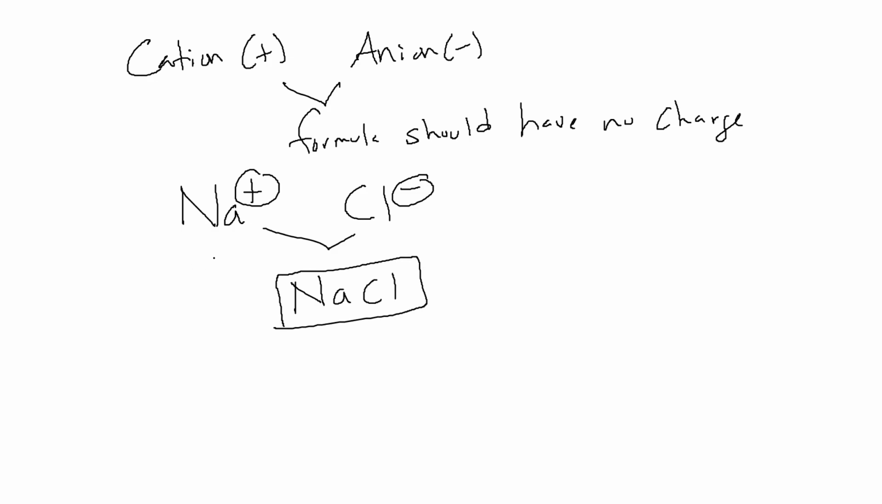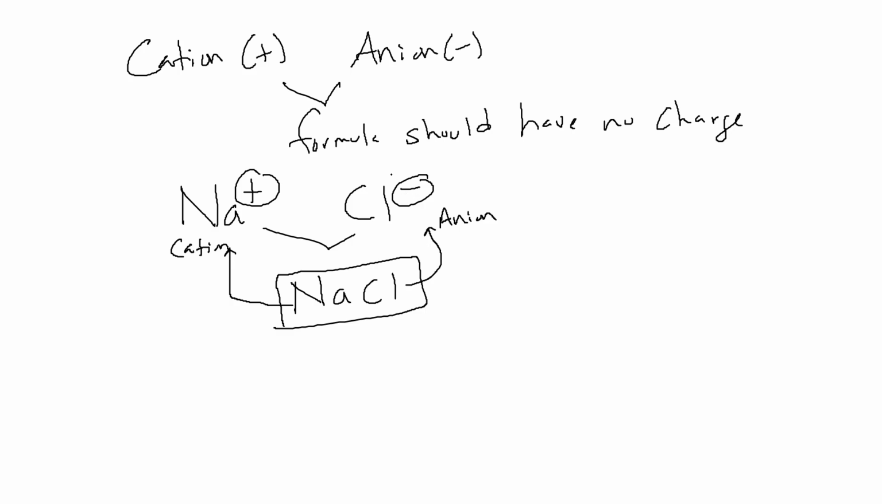So when we write the formula for an ionic compound, it has no charge, but it is actually made up of two ions. It is made up of our cation here, which is sodium, and our anion here, which is our chloride ion. We always want to put the positive and negative together in the simplest way possible to get no charge.